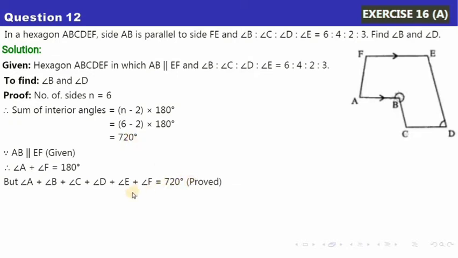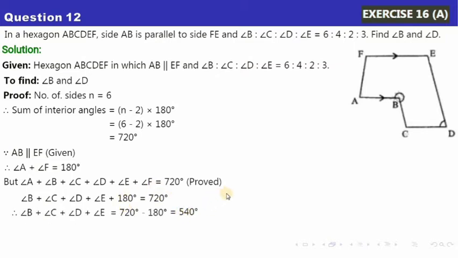Now, let's put the values in here, okay? What I am going to do is, instead of A and F, since A plus F is 180 degrees, I'm going to write 180 degrees. And we have the remaining B, C, D, E. So all of these are written, and instead of A and F, we have written 180 degrees. Now you bring this over there, and you get 540 degrees.